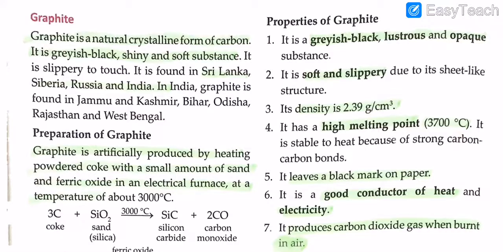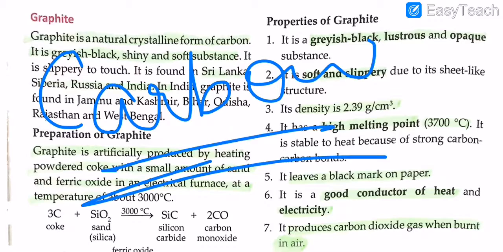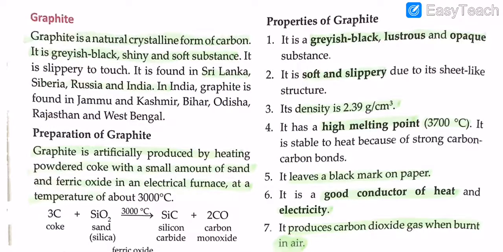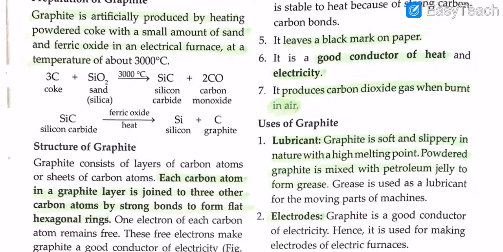So, coming back to graphite, graphite is a natural crystalline form of carbon, again, that only and only has carbon in its composition. It is grayish black, shiny, and soft. It is slippery to touch, and it is found in Sri Lanka, Siberia, Russia, and India. In India, graphite is found in Jammu Kashmir, Bihar, Odisha, Rajasthan, and West Bengal. So these are the places where graphite is found. Again, we don't know how true this is, but let's just go with what's written.